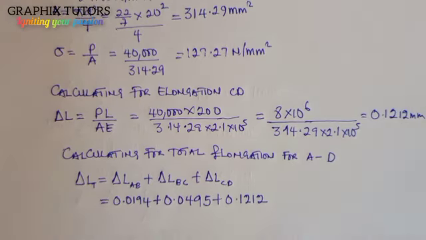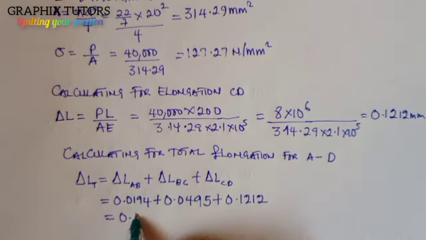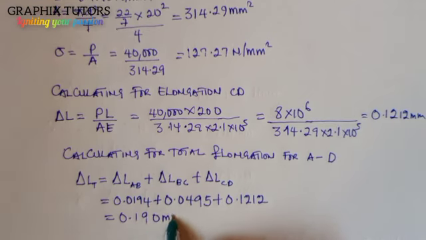So the total elongation will give us 0.190 millimeter. So the total elongation along the bar is 0.19 millimeter.